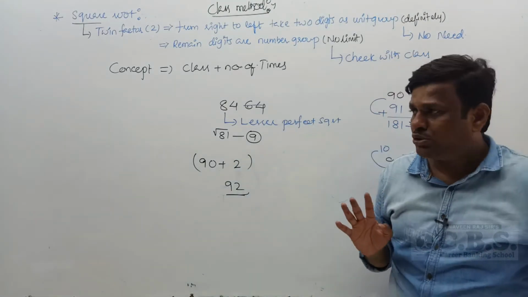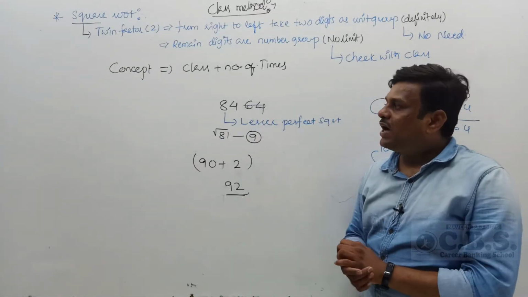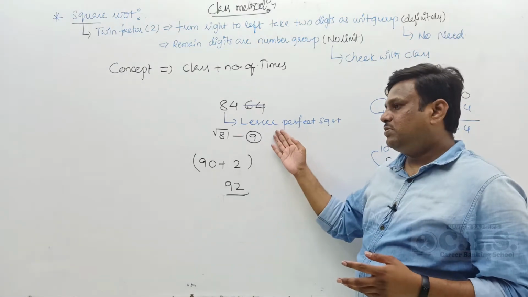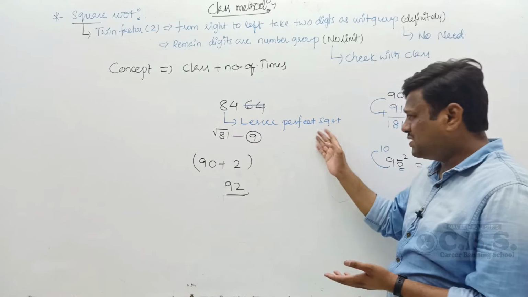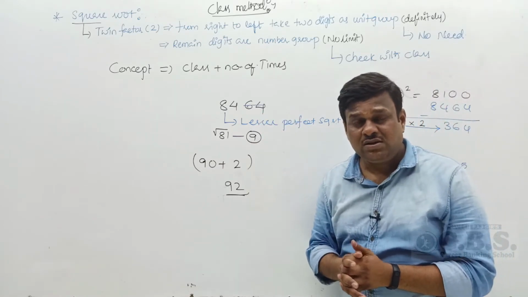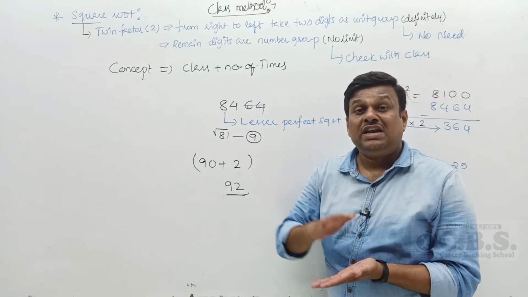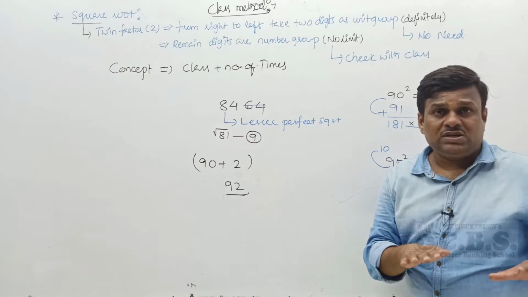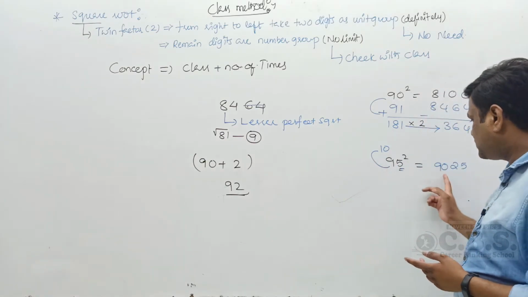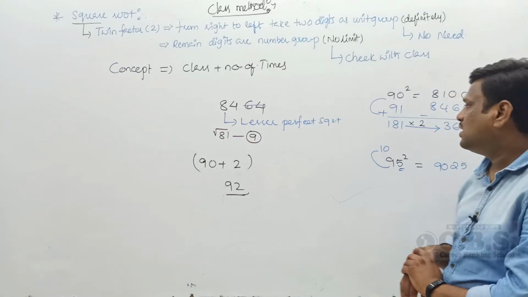So this is very simple to do, friends. No need of the unit group. You just cross off the unit group and take the number group, and with the help of the number group we're going to find the lesser perfect square. What is the lesser perfect square of 84? Less than it is 81. The square root of 81 is 9. What is the starting class of 9? 90 square. Yes or no? 90 square is how much? 8100. What is the middle class of 90? 95 square. 95 square is how much? 9025.